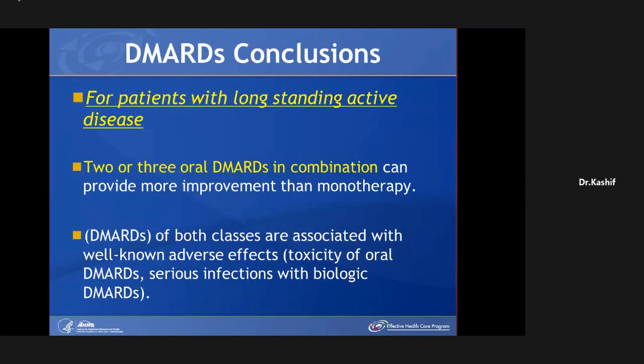For a patient with long-standing active disease, we use two or three oral DMARDs. Again, if the disease is progressing, in combination, we can provide monotherapy again. The two or three oral DMARDs can be given. But you have to remember that the serious side effects of these drugs are also important.